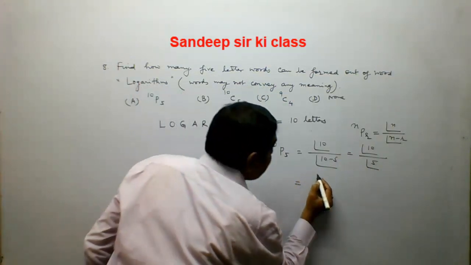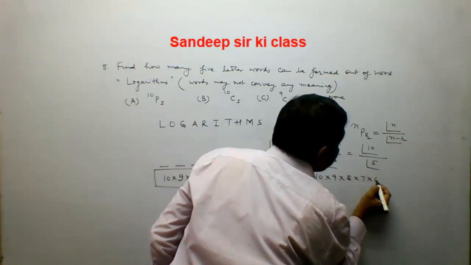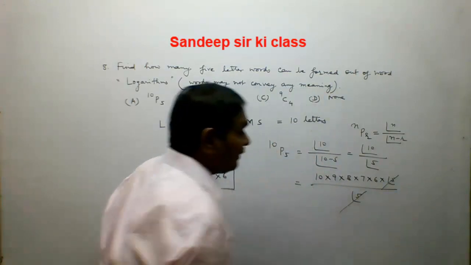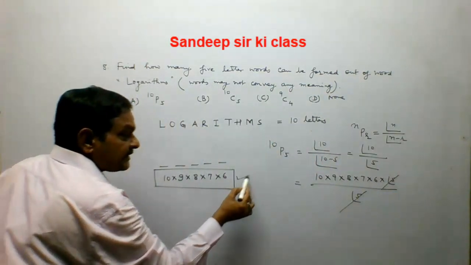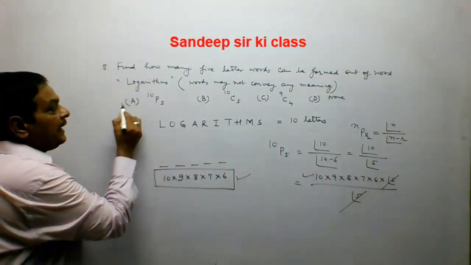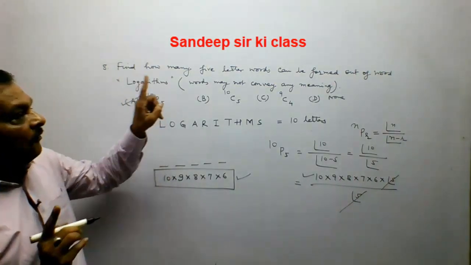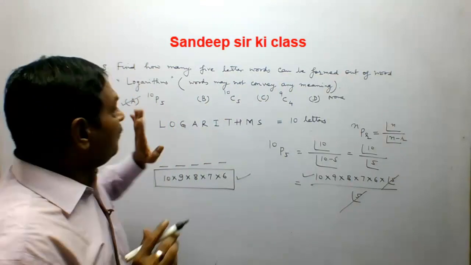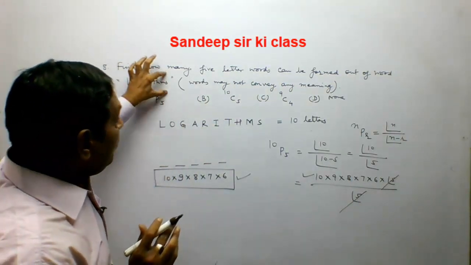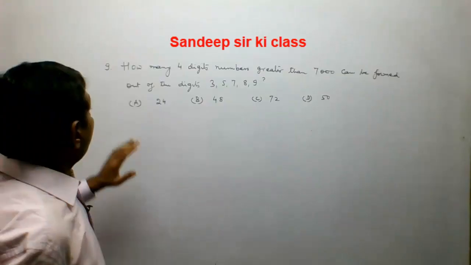Factorial 10 can be written as 10 into 9 into 8 into 7 into 6 into factorial 5 upon factorial 5. Factorial 5 and factorial 5 are cancelled. So this is same as this. So here our option A is correct. By 10P5 number of ways, 5-letter words can be formed using the letters of the word logarithm, where the word may not be conveying any meaning.